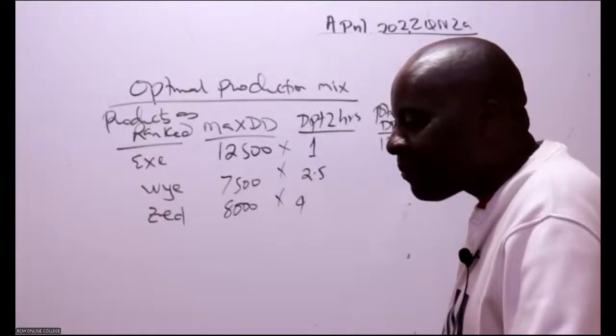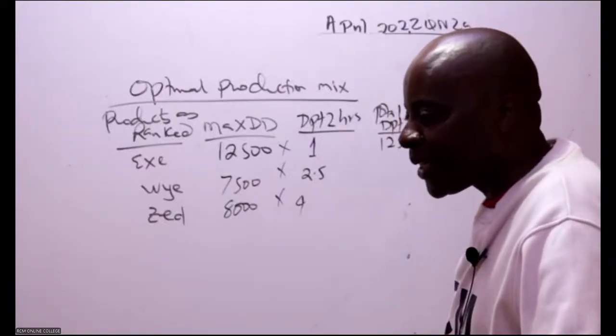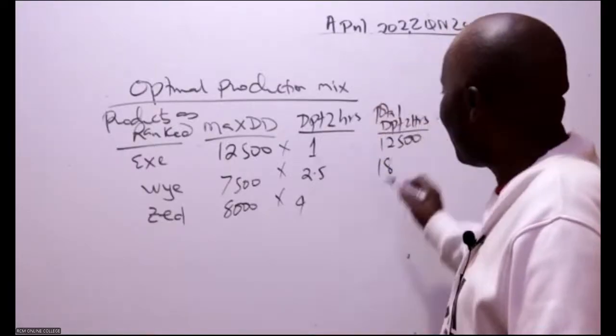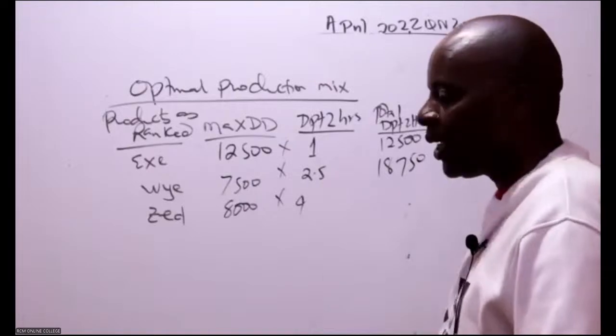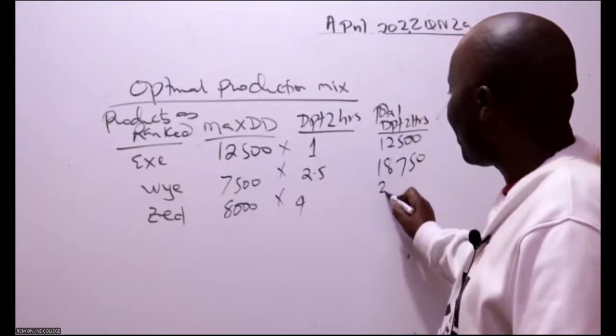Let's try to hurry up a little bit so that we can finish this question, so that when we come to the next class, everything will be okay. 18,750. And then lastly, we have 8,000 times 4, 32,000.